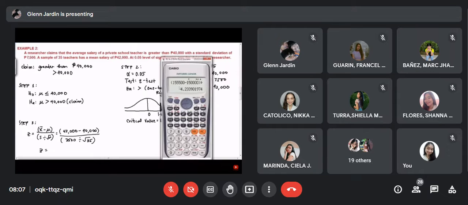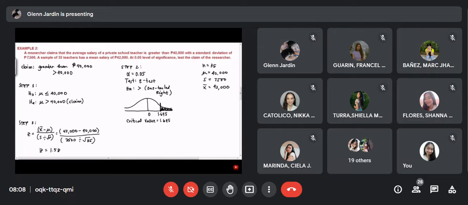Okay, so ang z natin, z value. So, computin lang natin. So, parenthesis 42,000 minus 40,000. Hindi yan pwedeng magkabaligtad, guys, ha? Okay, 40,000 divided by parenthesis 7,500 divided by square root of 35. Do not forget the radical. Okay, and then 35. So, the answer is 1.58. So, 1.58 positive.